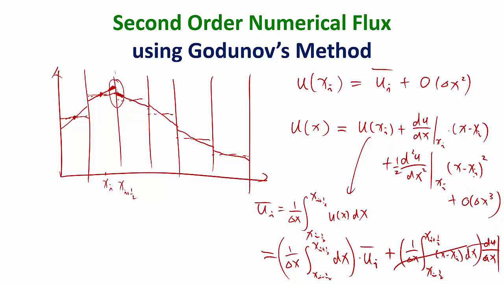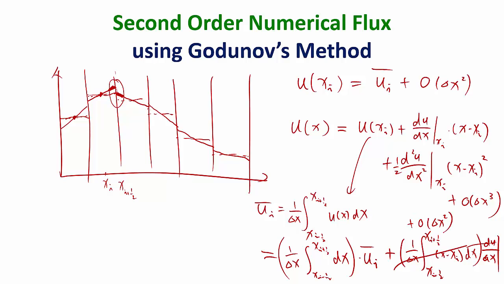And whatever is left is O(delta x square). So this term is already O(delta x square). It doesn't matter if you integrate it over a small volume and divide by the size of the volume. It is going to be O(delta x square). So plus O(delta x square).